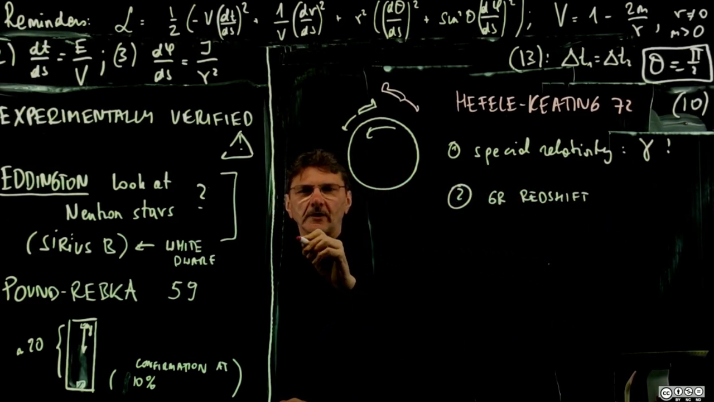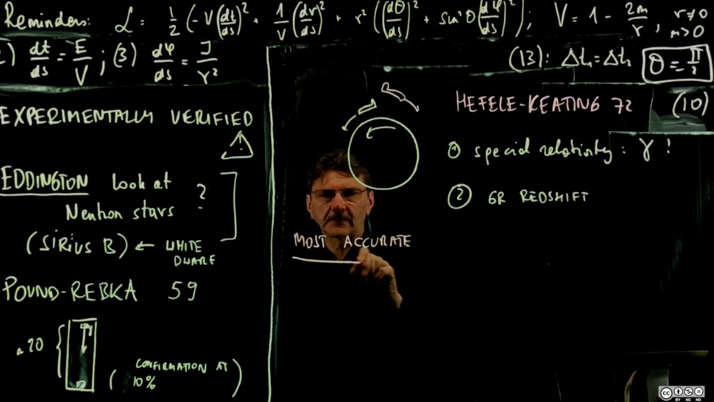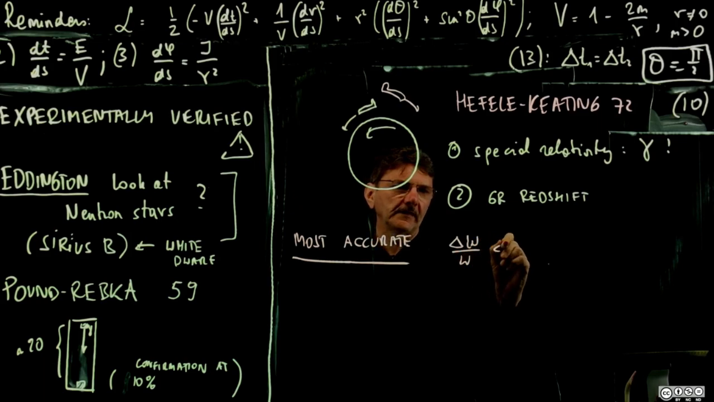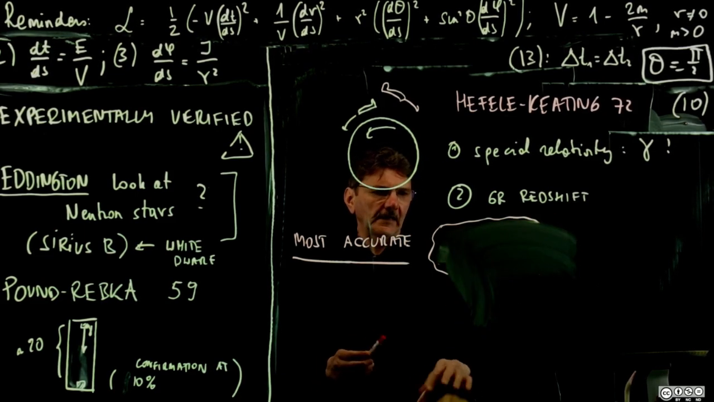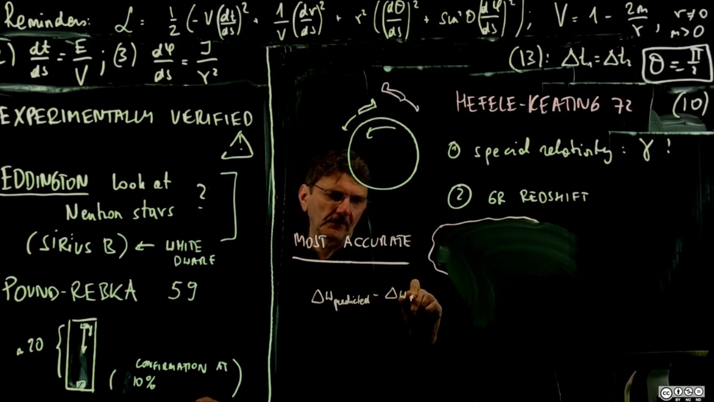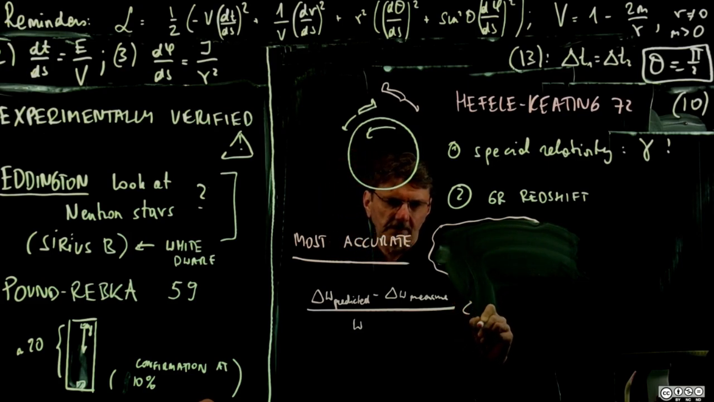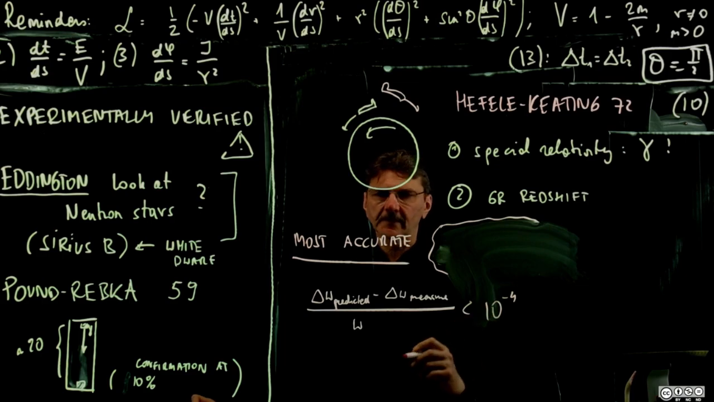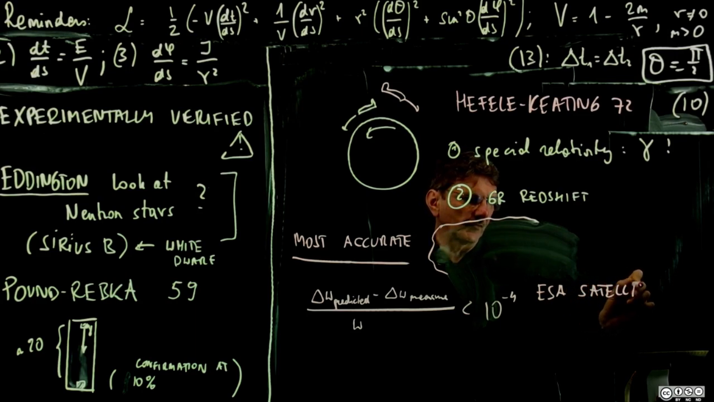And now the most accurate result is actually: delta omega over omega smaller than 10 to the minus 5, or of that order. So the delta omega predicted minus delta omega measured, divided by omega, is smaller than 10 to the minus 4, something like that. This is from the ESA satellites, a few years ago.